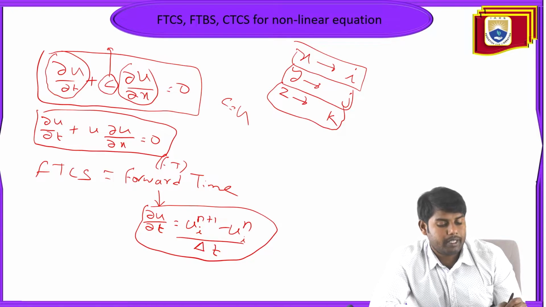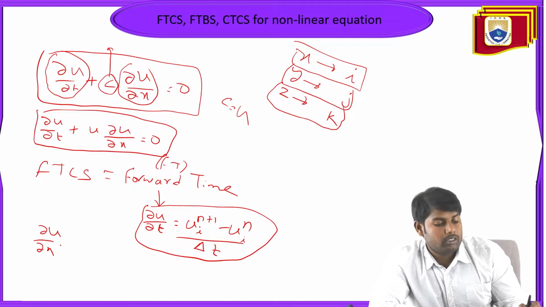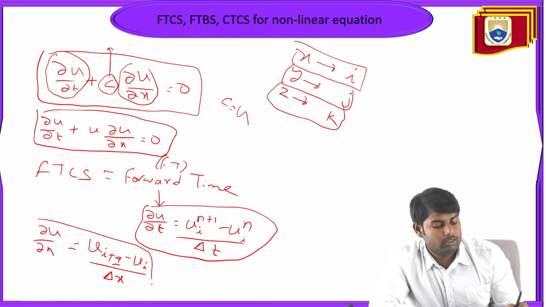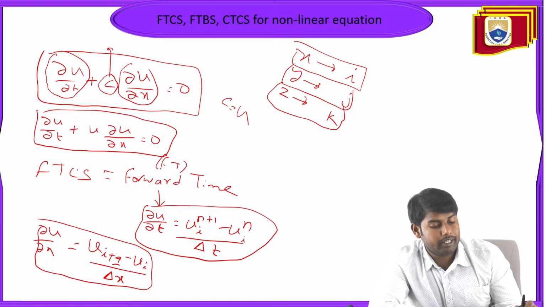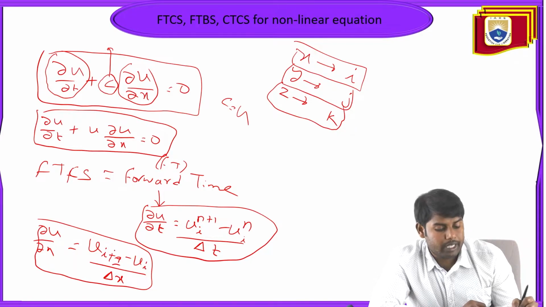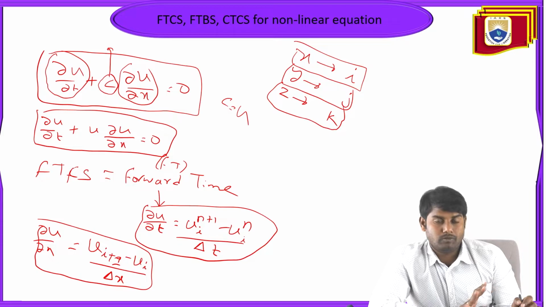So the forward in time parameter we write as u of I to the power of n plus 1 minus u of I to the power of n divided by delta t. Next, the dou u by dou x term: we will write it as u of I plus 1 minus u of I divided by delta x. This is actually the FTFS scheme, forward in time, forward in space. First it should be FTFS, then we go for FTCS, FTBS, and CTCS. So basically we have four things.